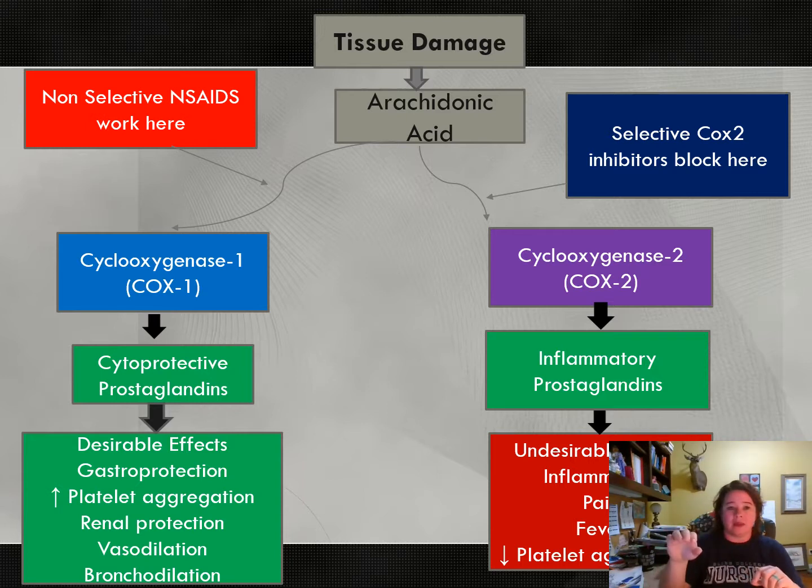So the non-selective NSAIDs block both the COX-1 and the COX-2, but the COX-2 inhibitor just blocks the COX-2 and allows the COX-1 to continue its action. So with NSAIDs, they're blocking both COX-1 and COX-2, so we get some undesirable effects because we're blocking both pathways, versus the COX-2 inhibitor, which is just blocking the bad stuff that we don't want.